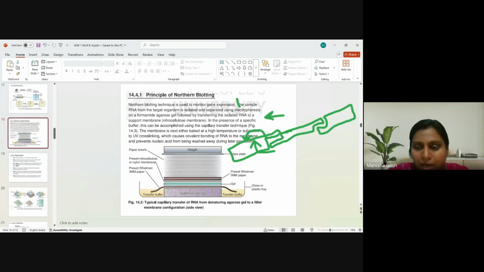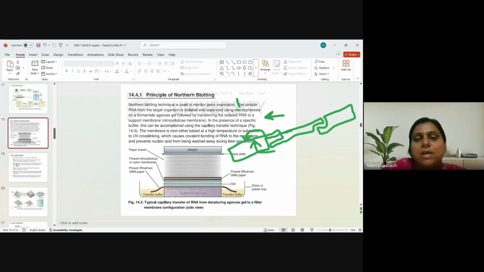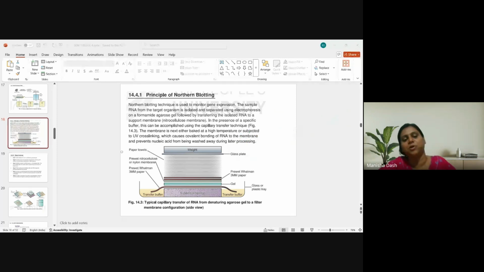Like we are doing the southern blotting for the DNA to identify the DNA of our interest, the northern blotting is done for the RNA. Similarly, there is a western blotting also, which is done for the protein, for quantitative and qualitative analysis of proteins. So remember the three names: southern is for DNA, northern is for RNA, and western blotting is for protein.